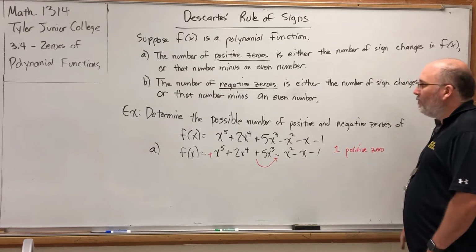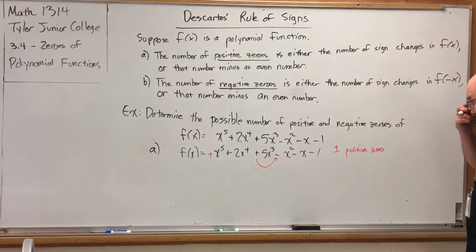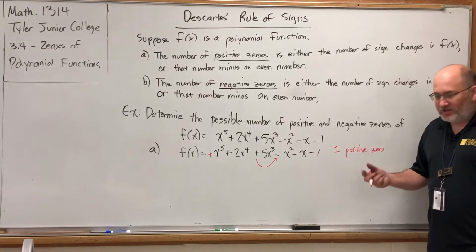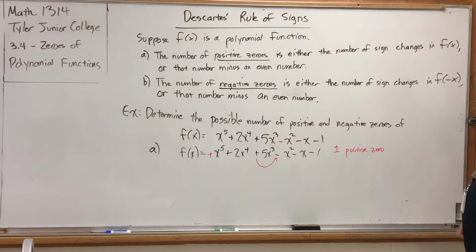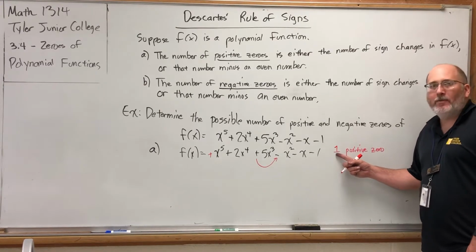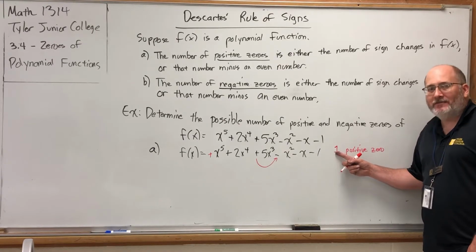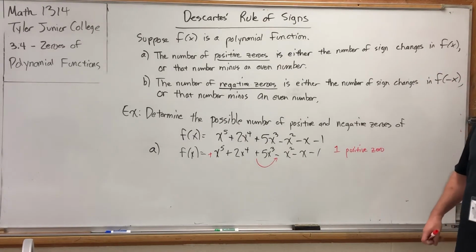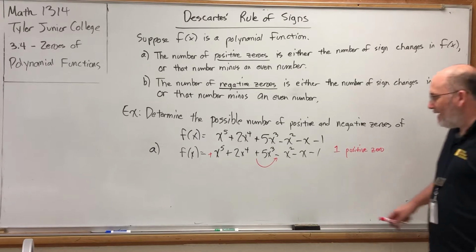One positive number that makes the function equal to 0. That doesn't tell us what it is. It just says there is one. Now, concerning the "or that number minus an even number," well, I can't subtract an even number from this because it will become negative, and since we're counting things, we don't count with negative numbers.